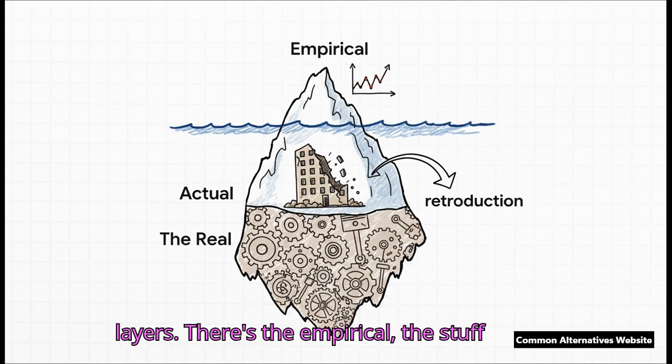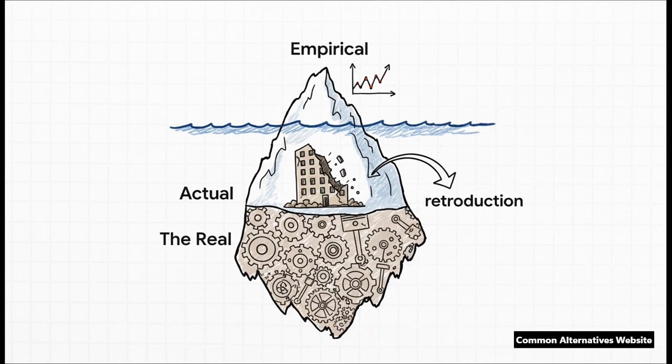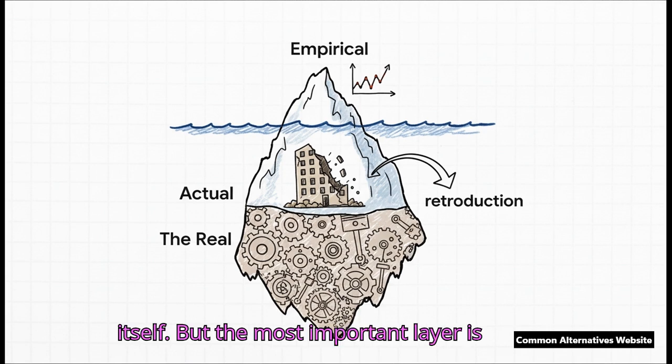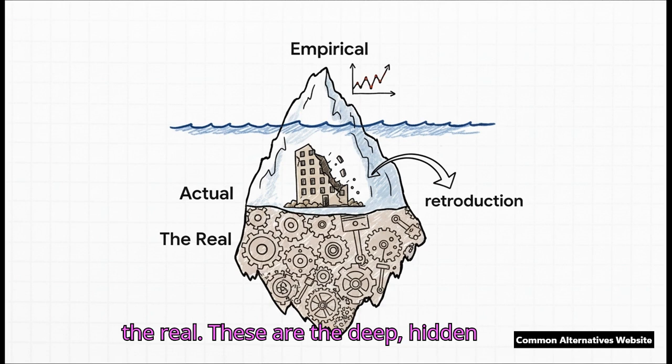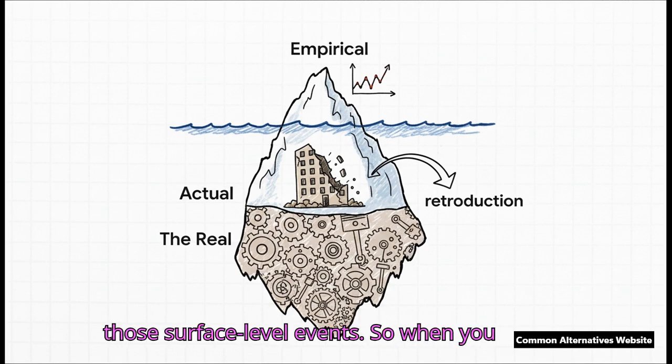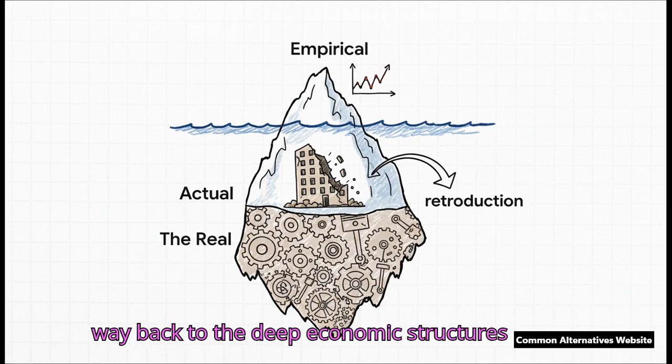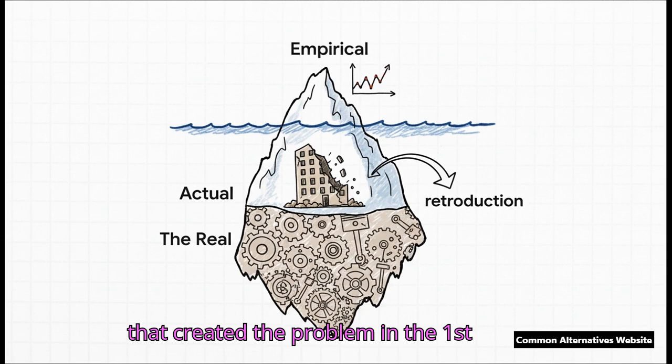There's the empirical, the stuff we see every day, like prices rising. Then there's the actual, the event itself. But the most important layer is the real. These are the deep, hidden structures that are actually causing those surface-level events. So when you see empty shelves in a store, you can reason backward, retroduction is the fancy term, and trace it from the empty shelf, past the shipping delay, all the way back to the deep economic structures that created the problem in the first place.